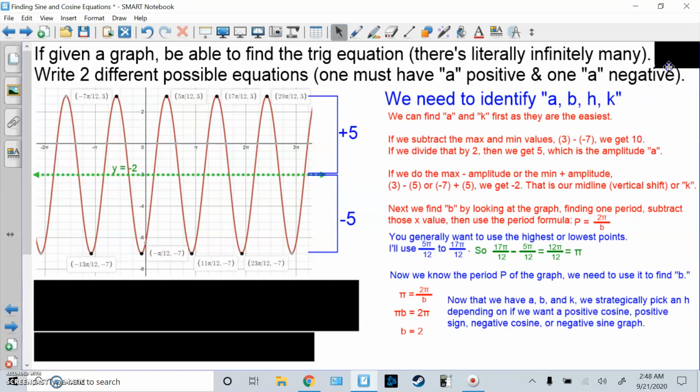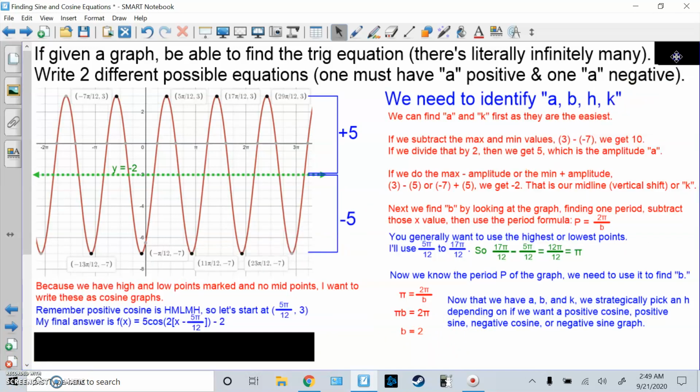So last, we have to strategically pick a point, or h, depending on what we want. If we want a positive cosine graph, a positive sine graph, a negative cosine graph, or a negative sine graph. There's a typo right there.